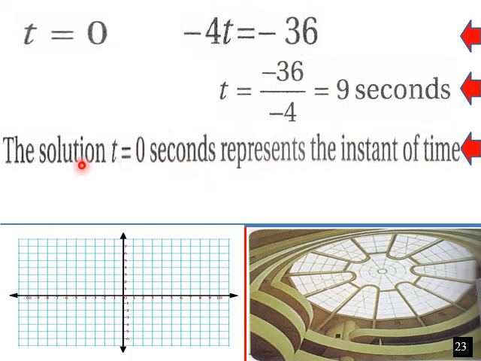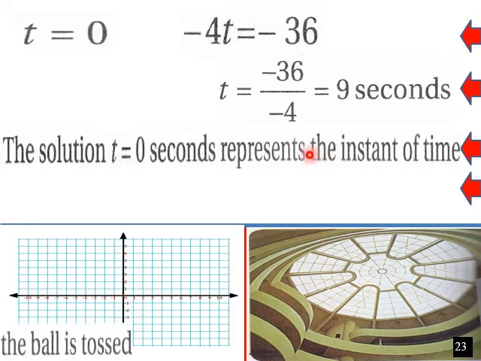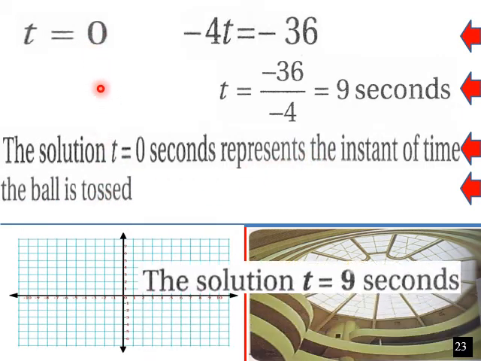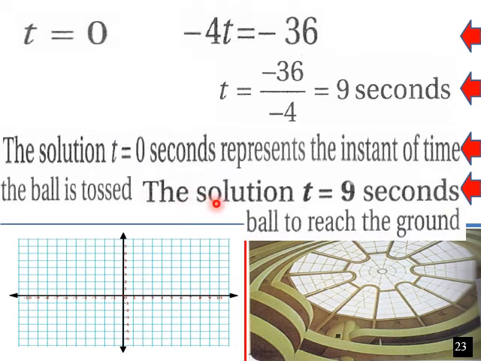The solution t equals 0 represents the instant of time the ball is tossed, at 0 time. The solution t equals 9 seconds is how much time it takes for the ball to fall back to the ground.